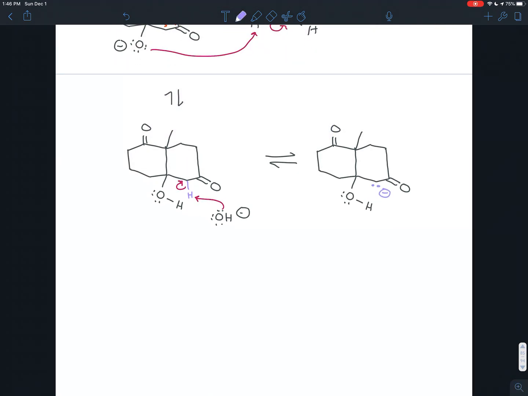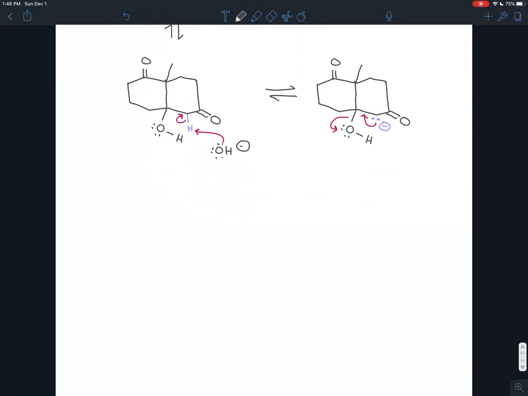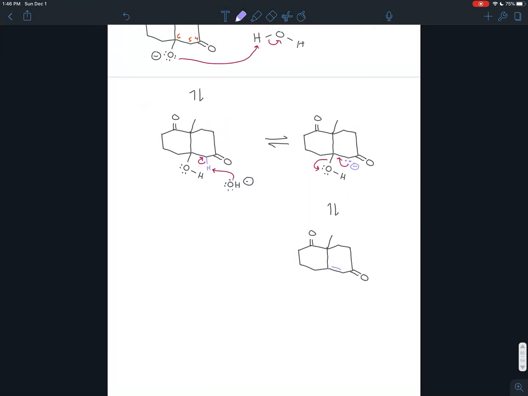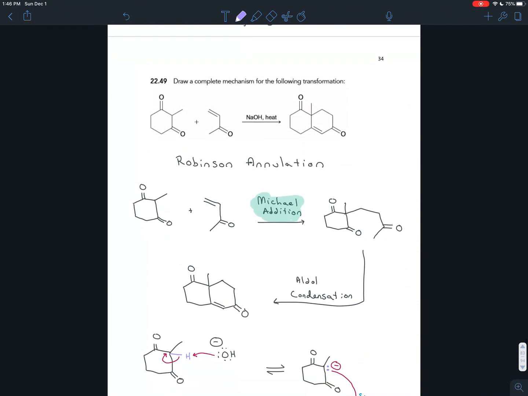And although it's stabilized through resonance, if you heat this up enough, it will compete for this slightly positive carbon. And what you can do is have that lone pair scooch over and kick this hydroxy group off, so that you end up with the alpha-beta unsaturation. And you'll notice that that was the final product that we wanted to explain making way back a million years ago, this product right there.